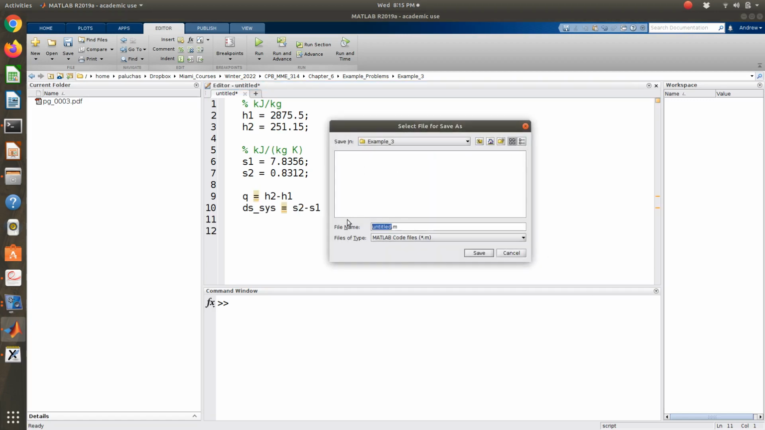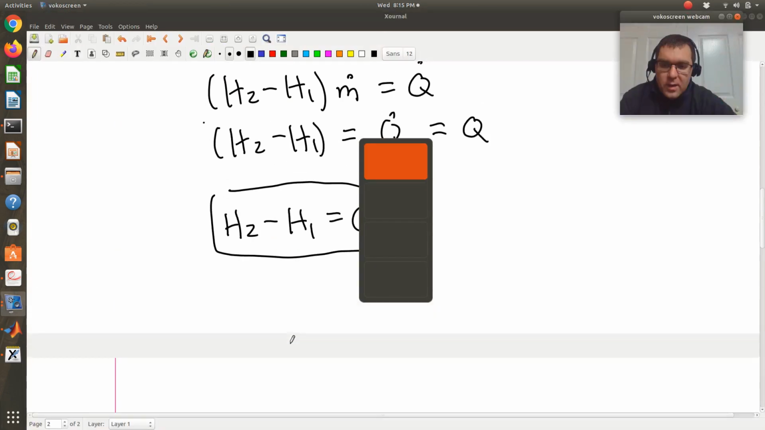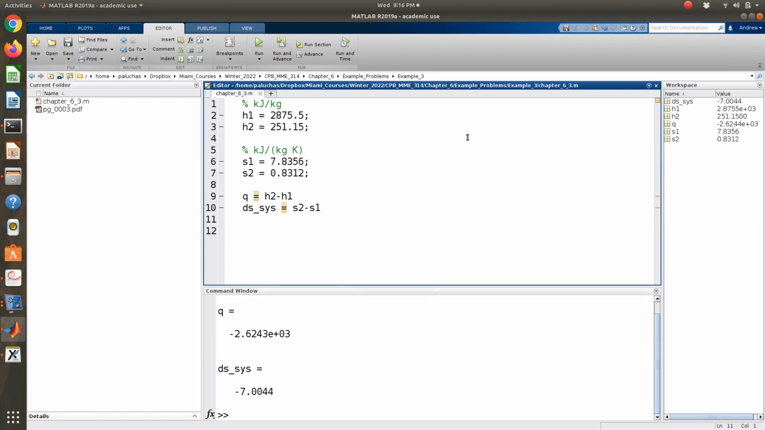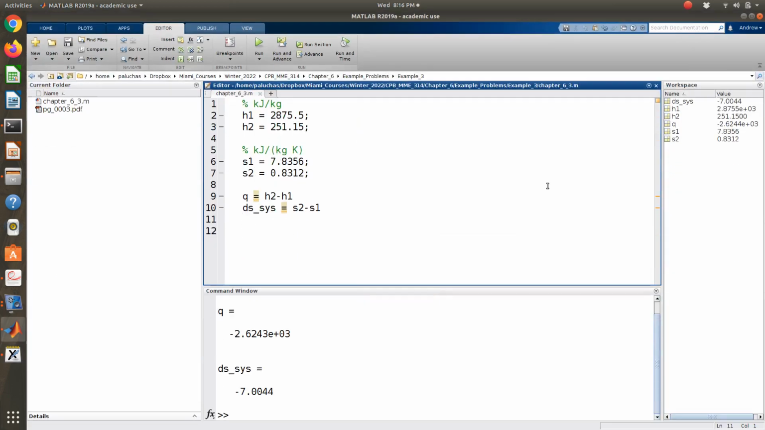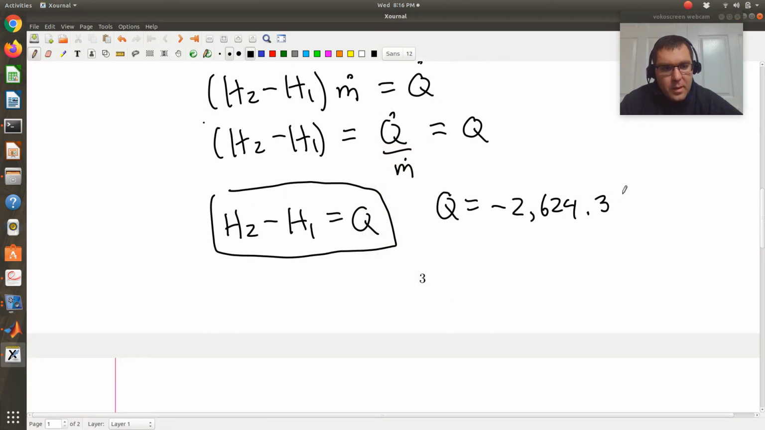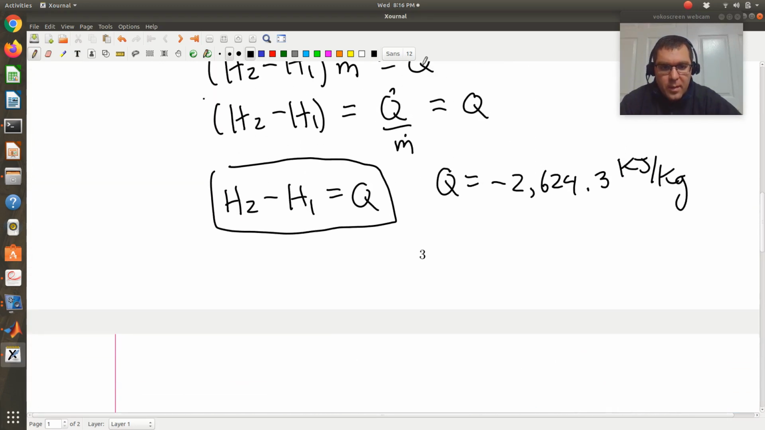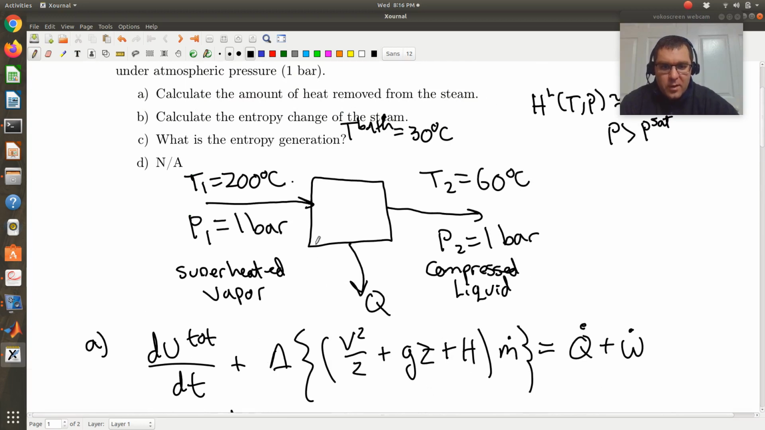So let me save this. And then we can run it. Okay, so we're using SI units here. So we get that Q is equal to negative 2.6243 times 10 to the 3, so that's 1,000. So negative 2,624.3, and that'll be kilojoules per kilogram, because the units are the same as H. Okay, so let me box that in. And Q is negative, so that's going to correspond to heat removed from my system. All right, so just as we have it here, it's going to be heat removed from my system.